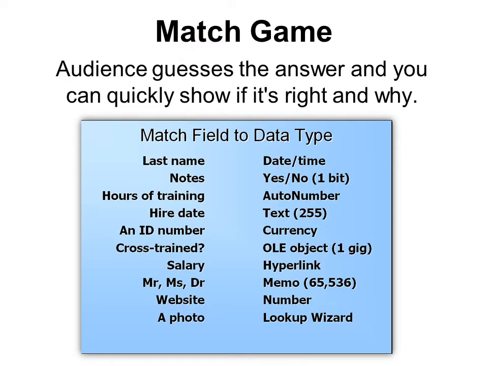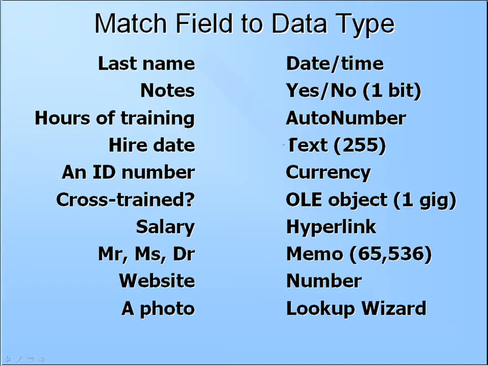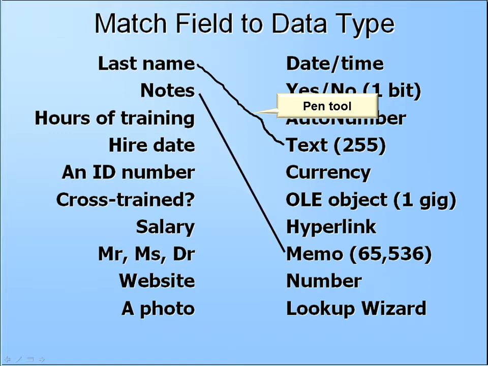The audience guesses the answer, and you can quickly show if it's right and why. I use this when I teach Access. Instead of going over all the information just as a list, I ask, okay, what is the last name linked to? Two ways you can handle it. You can either draw it by hand, which I think is fun because it's not very good, and sometimes I goof it up and get it wrong, so they're more interested to see, is she going to get it wrong this time? Or you can have a line drawn in advance and just have it automatically go there.